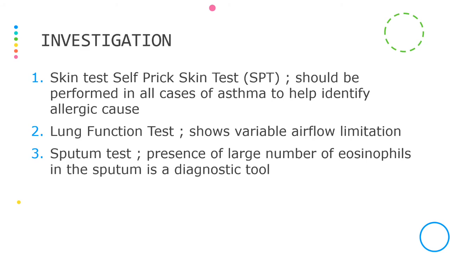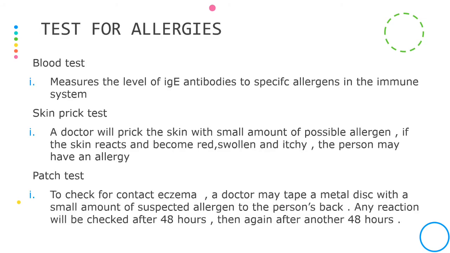For the investigation, a skin prick test should be performed in all cases of asthma to help identify the allergy cause. Lung function test will show variable airflow limitation. Sputum test, where presence of a large number of eosinophils in the sputum is a diagnostic tool. Tests for allergies are blood tests, which measure the level of IgE antibodies to specific allergens in the immune system.